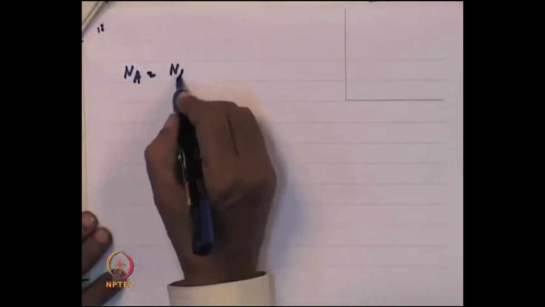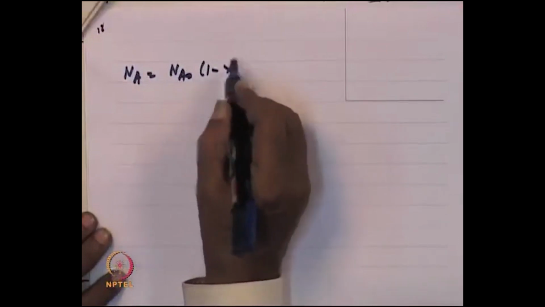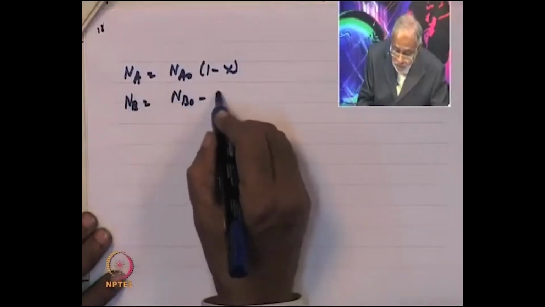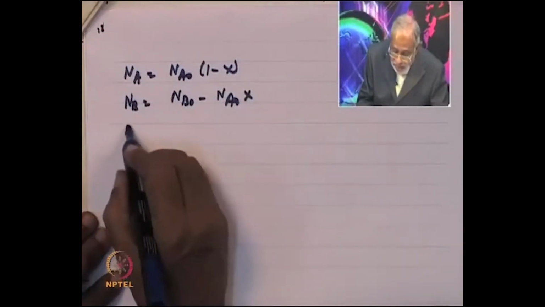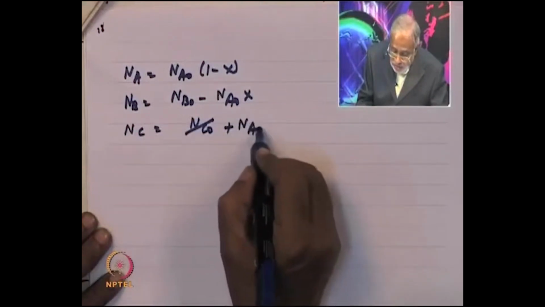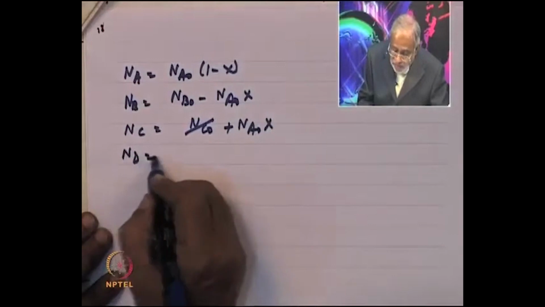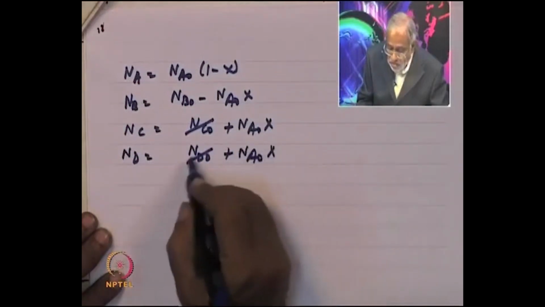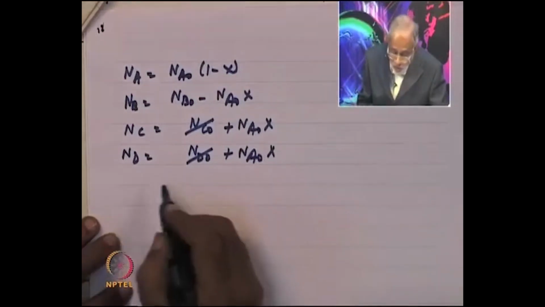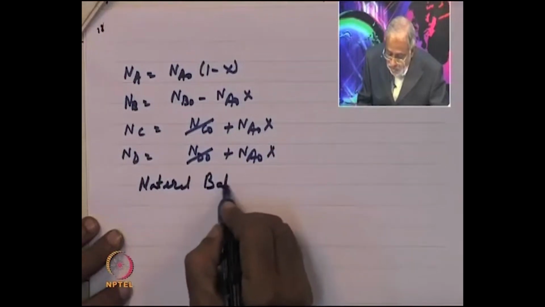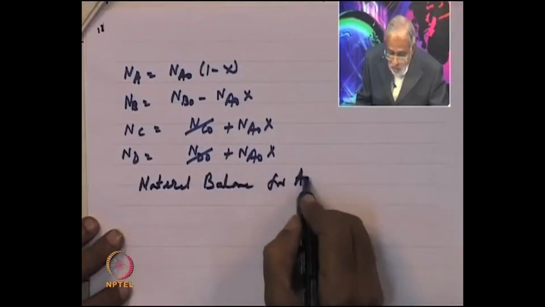Our stoichiometry is: Na equal to Na0 times 1 minus x, we know this. Nb equal to Nb0 minus Na0 x, we know this. Nc is Nc0 plus Na0 x. And Nd is Nd0 plus Na0 x. I have cancelled the initial terms off because they are not there initially. Now, if you write a material balance for A, what do we get?